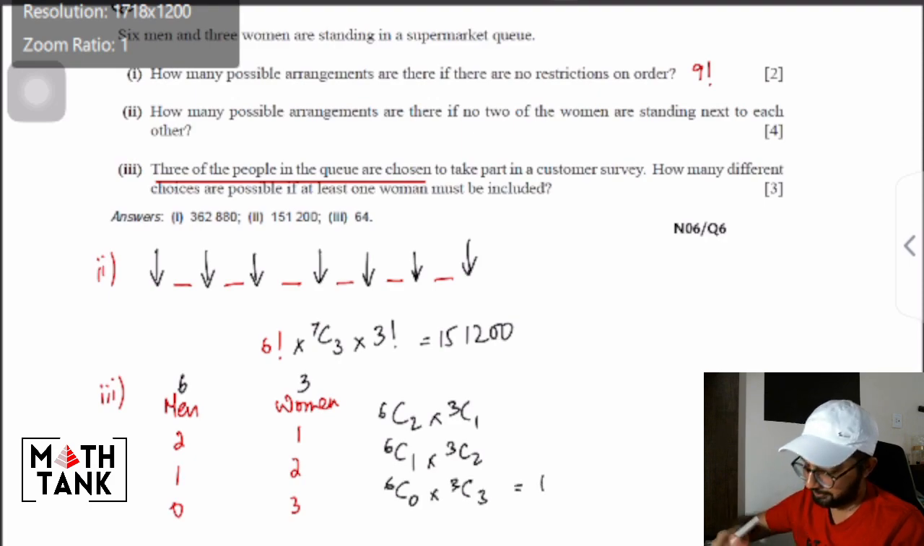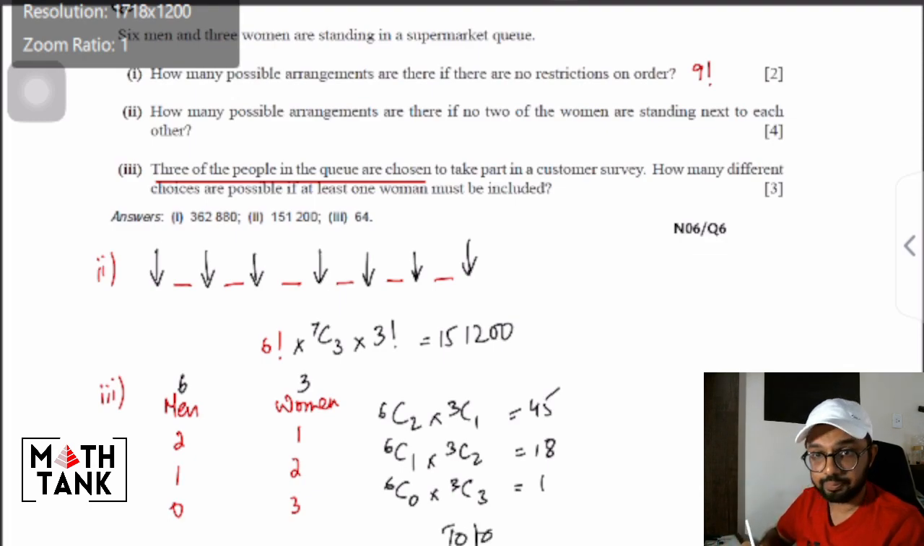So that is 3, I think, into 6. No, 3C2. Okay, 3C2 into 6 is 18. 3C1 is also 18. 6C2 into 3C1 is 45. Let's see if I get the correct answer. 45 plus 18 plus 1. Yep, total 64.